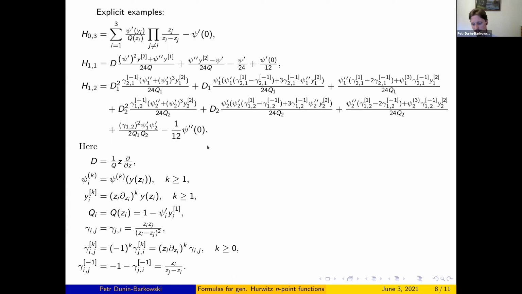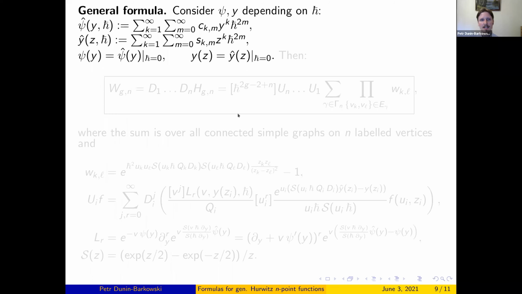Here is the notation, but let me proceed. So let me give the general formula. Actually, our general formula, like I said, works in even greater generality, namely for the case when psi and y also depend on h bar.